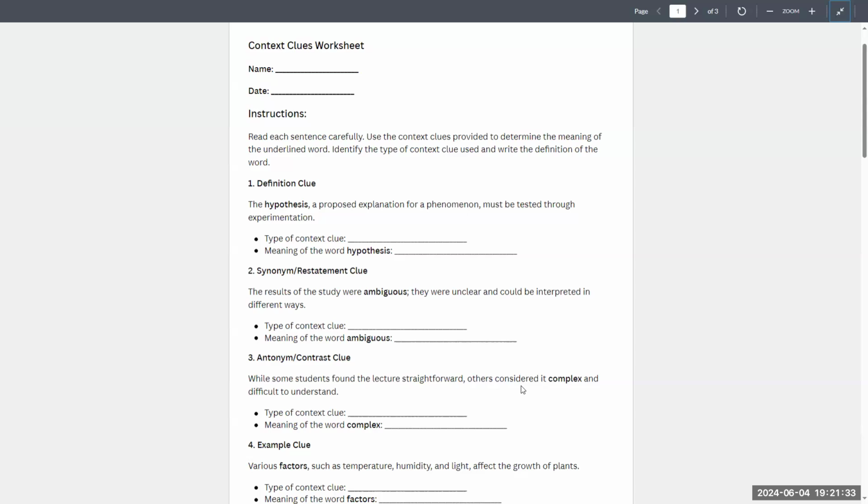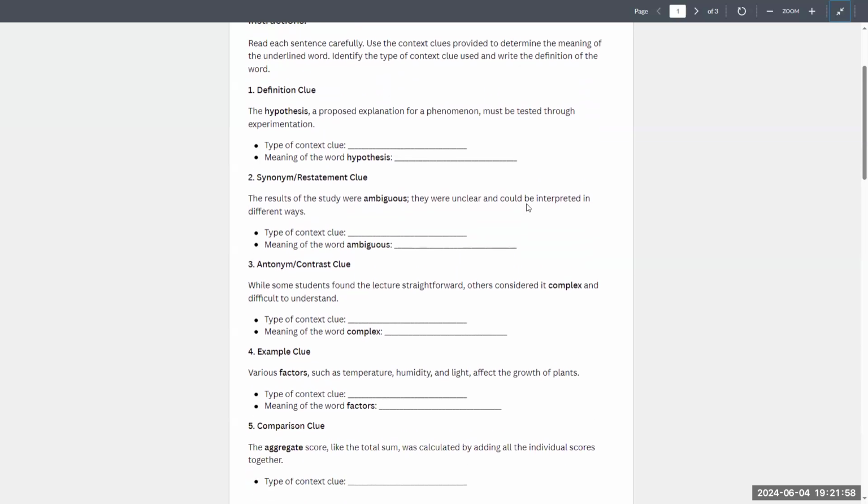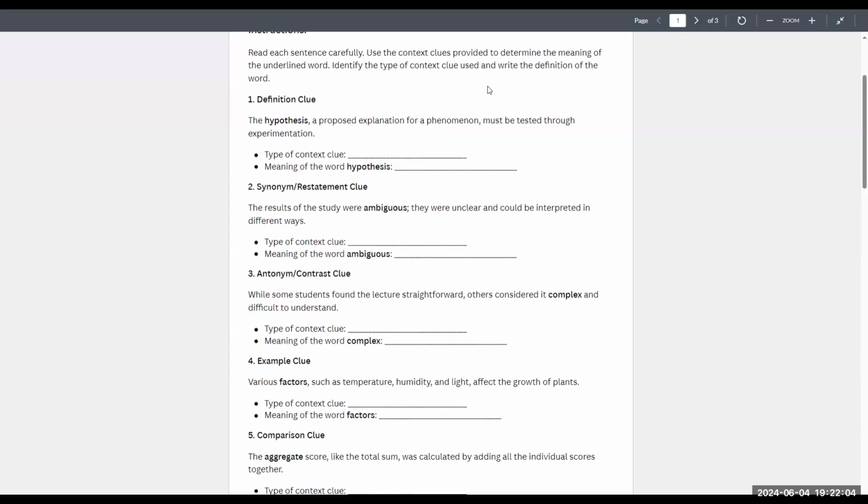So for the first one, it already has the answers above, but whatever. The hypothesis, a proposed explanation for a phenomenon, must be tested through experiment. So then tell me, what does hypothesis mean, okay? You can write it on a piece of paper if you want, or you can go through it on Canvas. Cool? And if you're watching this later on, I'm going to pause the recording so you can pause the video, do the worksheet, and then continue.